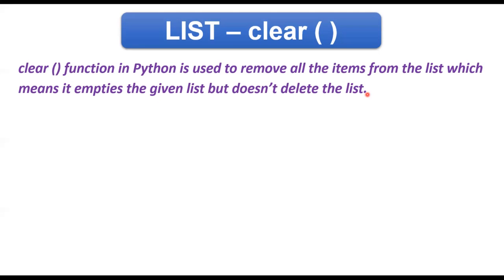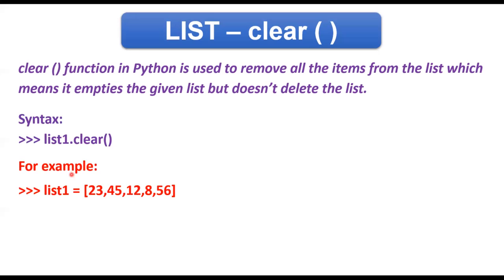So the clear method is not going to delete my list, but will only clear up all the elements from the list. And what is the syntax for the same? list1.clear(). So list1 is the given list from which I want to remove all the elements one at a time, and with the help of the dot operator, we are using the clear method. Inside the clear method, we are not passing any type of argument.